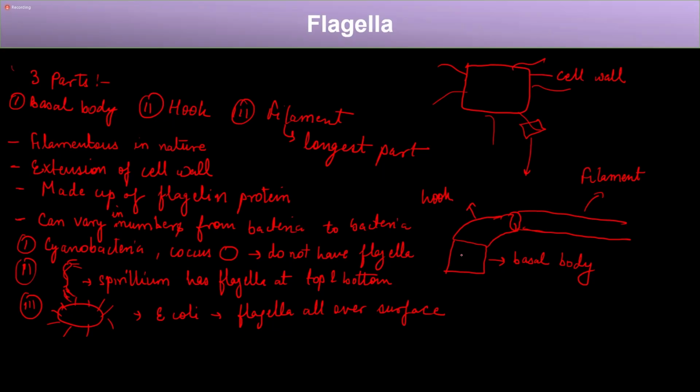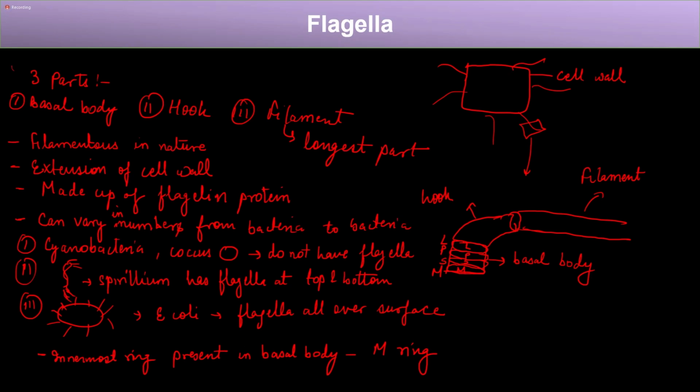Now one more thing: the basal body consists of 4 rings. It is made up of 4 rings, and these rings have certain names. The rings' names are L, P, S, and M. I'll write here: the first ring is L, the second is P, the third is S, and the fourth is M. So if someone asks which is the innermost ring present in the flagellar basal body, it will be the M ring. The M ring is present in the innermost layer of the basal body.